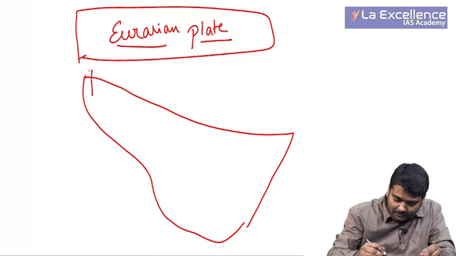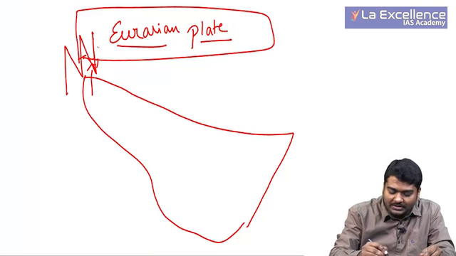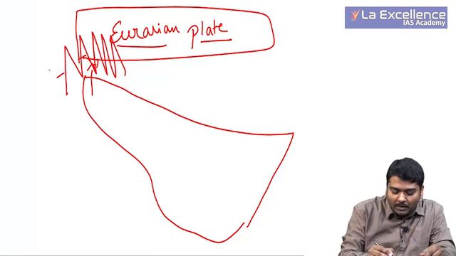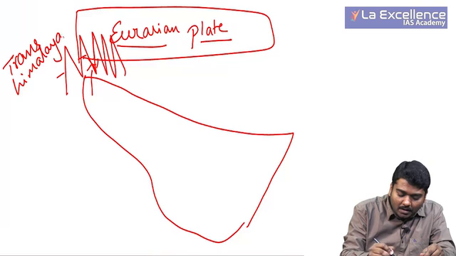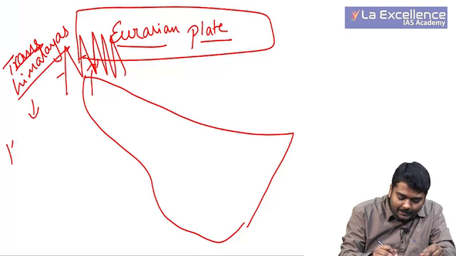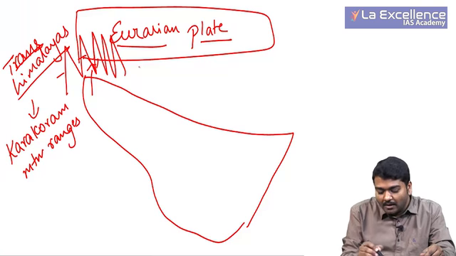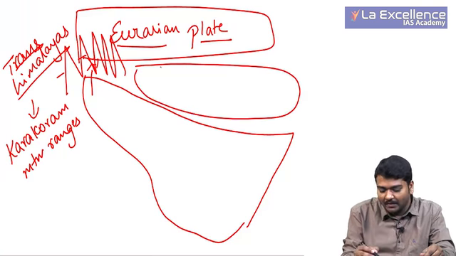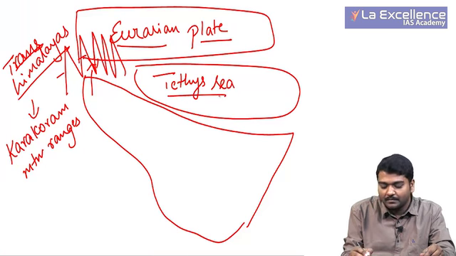Now this plate went and hit this region. You got mountains here. These mountains are called Trans-Himalayas, and the best example of this is the Karakoram mountain ranges. Is it fine? Now you had a lot of sediments here, and this is called your Tethys Sea, right?